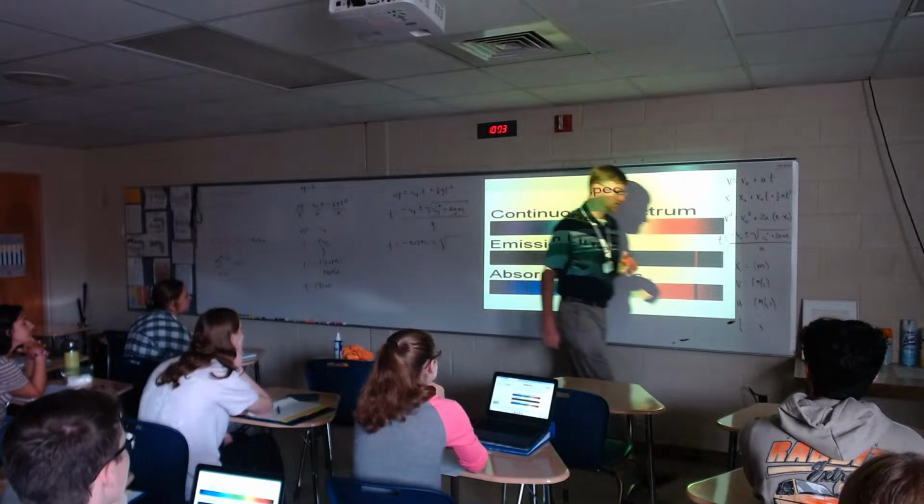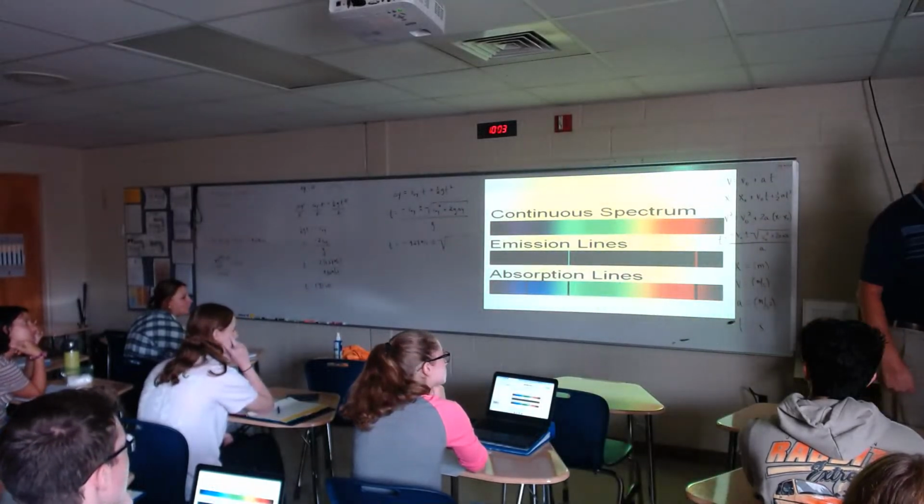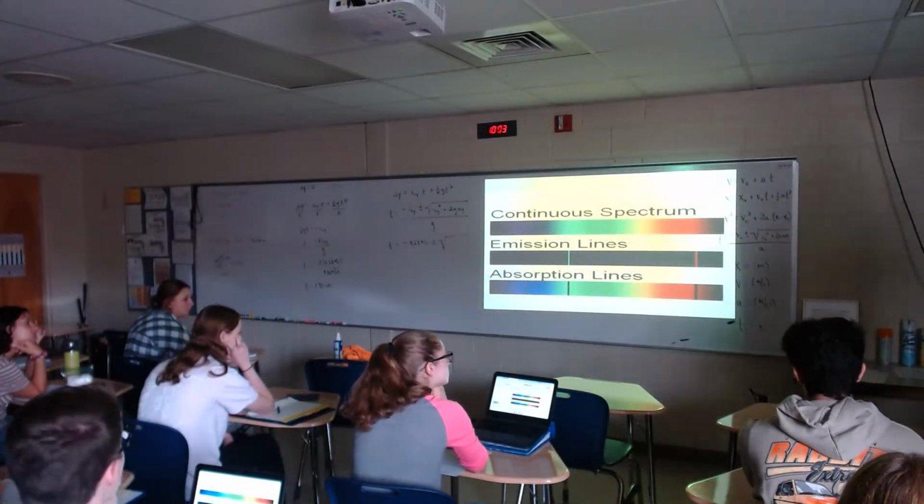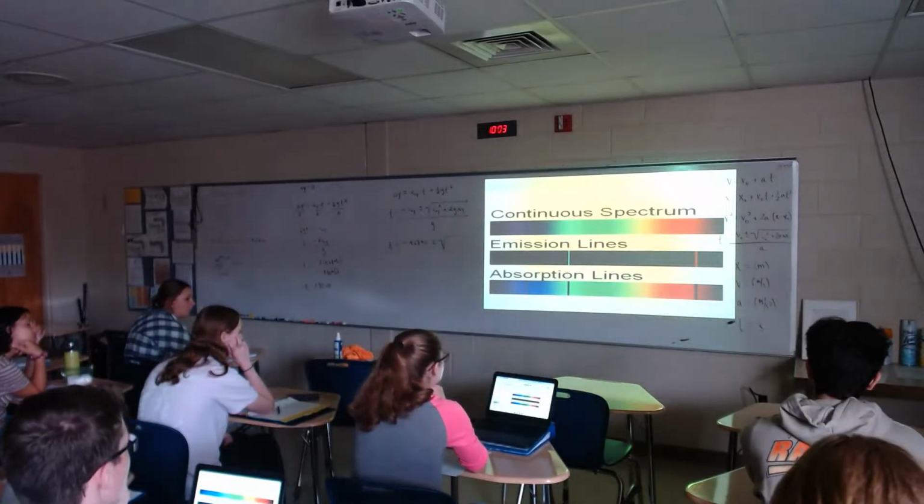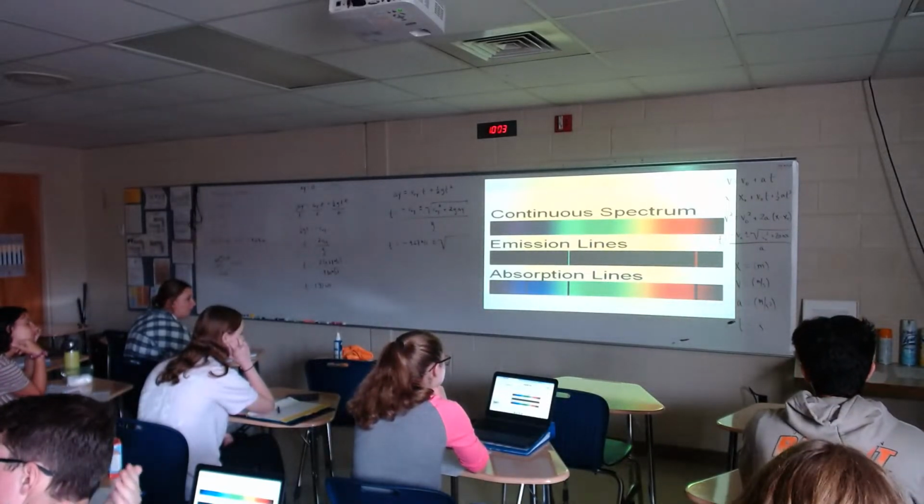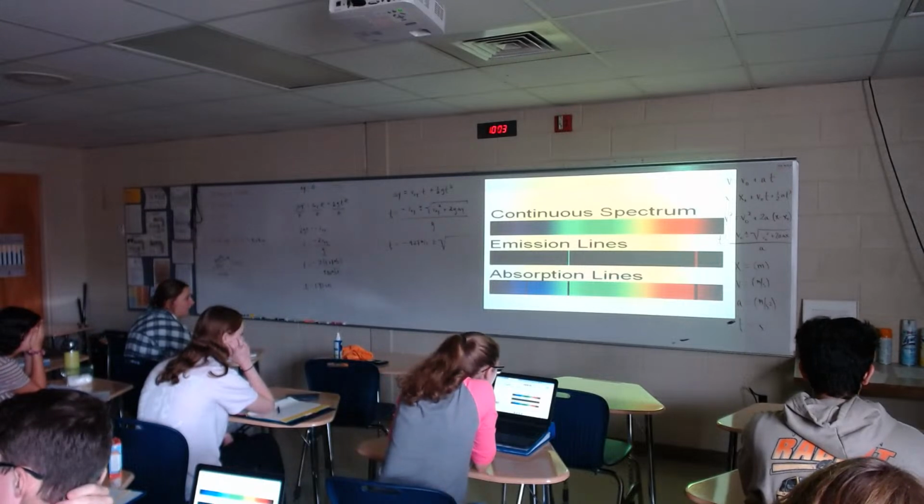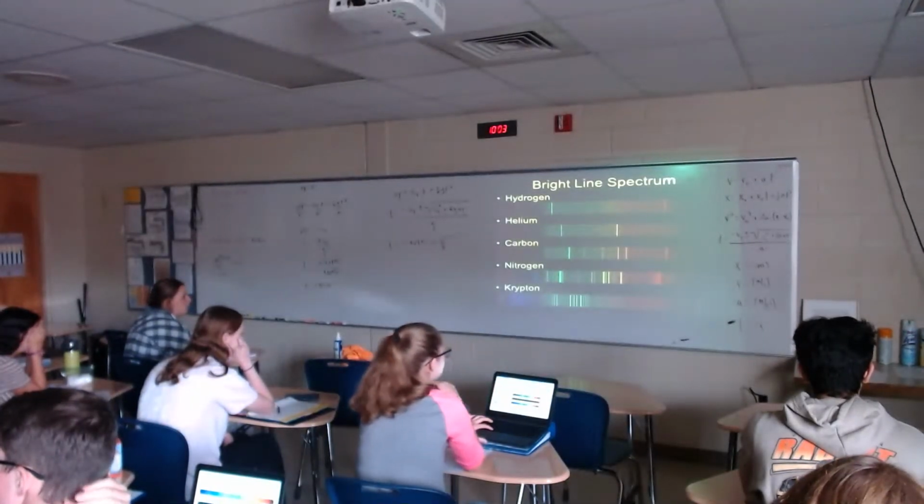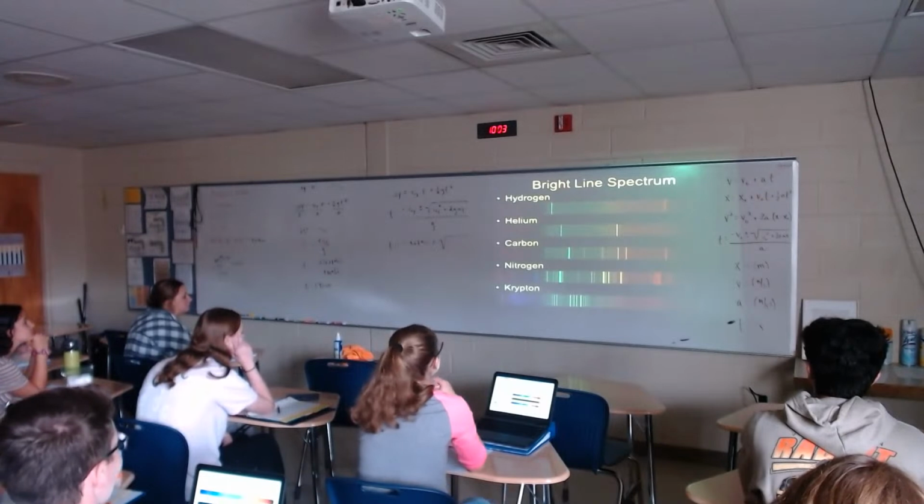Now, it's different though if you look at a single element's emission spectrum. It won't look like that. So let's flip the slide here. If I take hydrogen, just a tube of hydrogen gas.